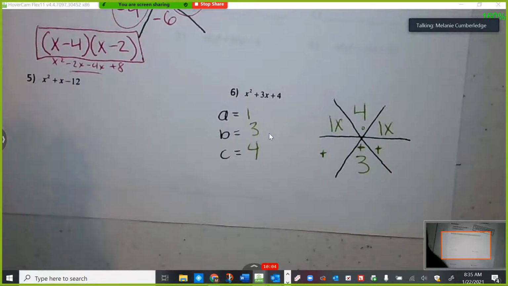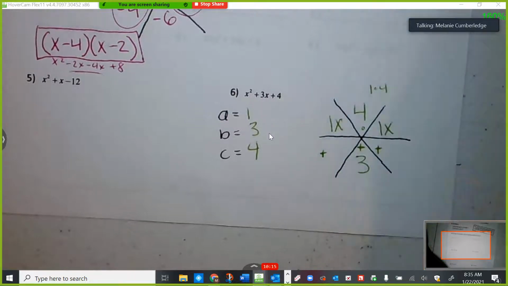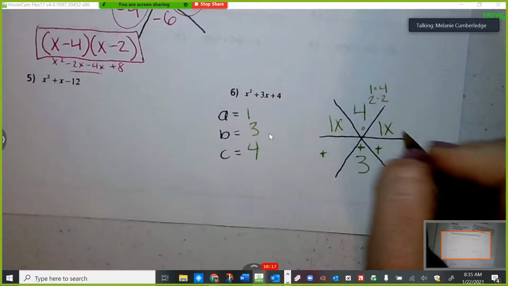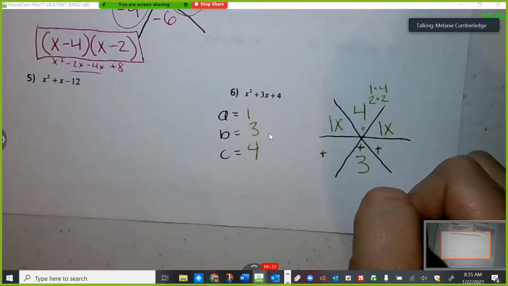Will it ever work? No, because think about it. The factors of 4 are 1 times 4. Well, 1 plus 4 is not 3, and 2 plus 2, or 2 times 2, which is 4. So this will never work. So what we call is prime.